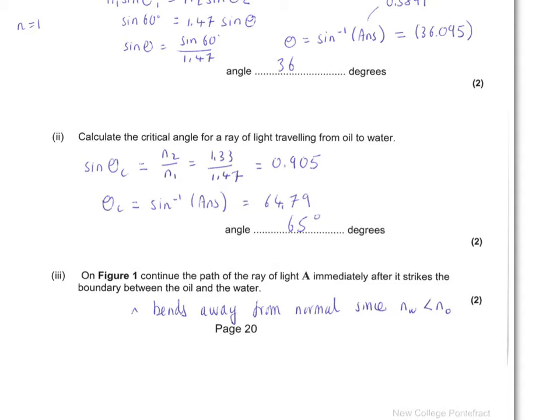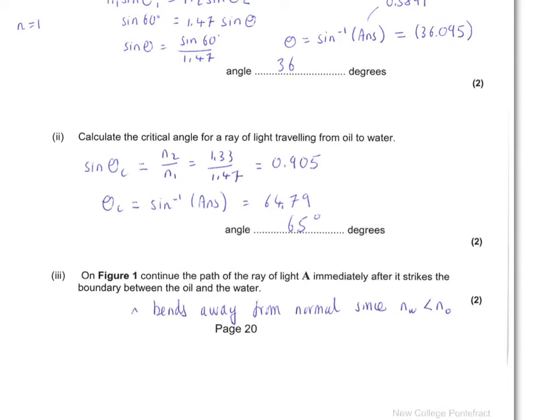Next, we are asked to continue the path of the ray of light immediately after it strikes the boundary between the oil and the water. This is the same boundary as in the previous part of the question, so we're likely to need to consider the critical angle here.